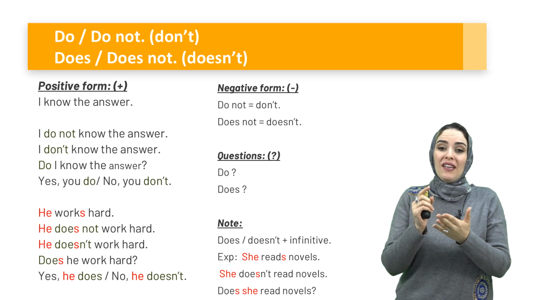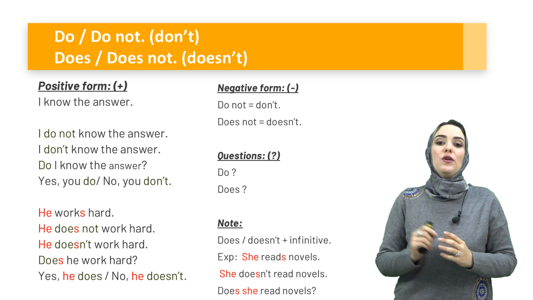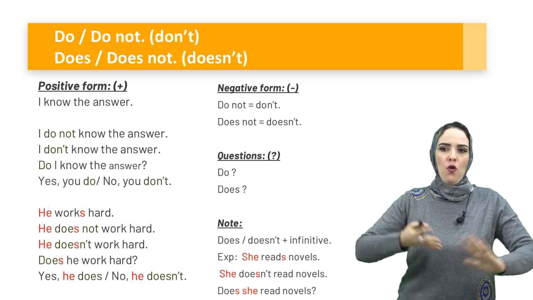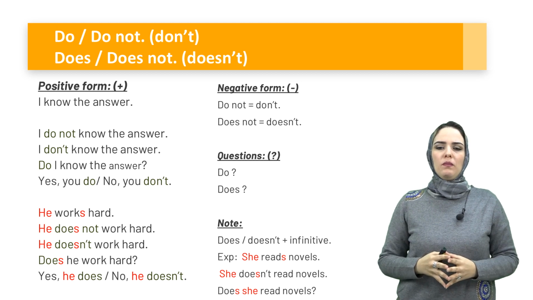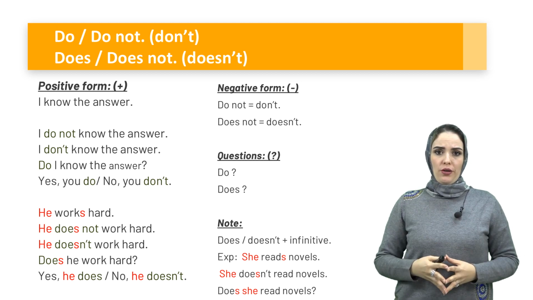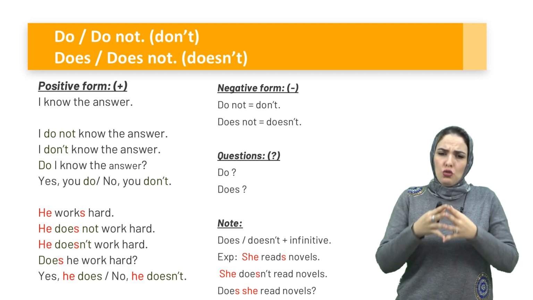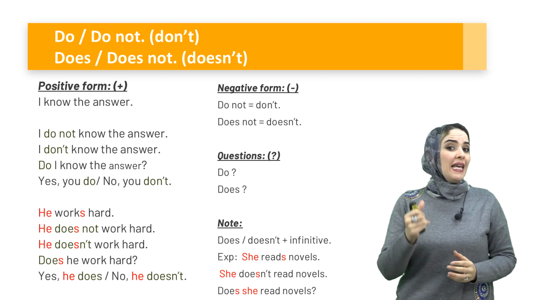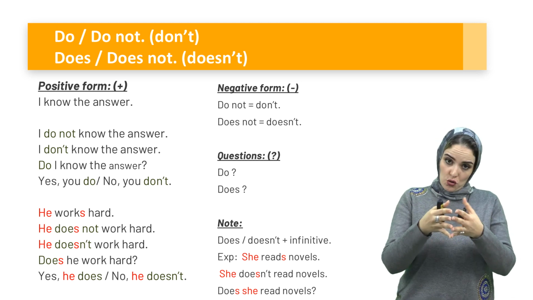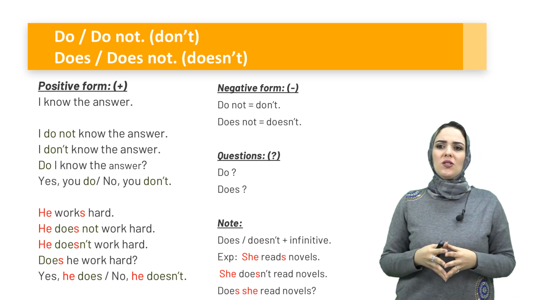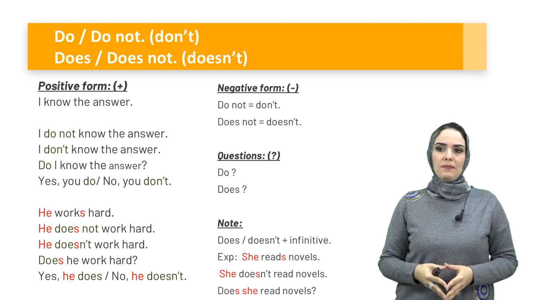Because we conjugate the auxiliary and not the verb. The verb is going to be in the infinitive form. Does not. For example, I know the answer. I don't know the answer. Do you know the answer? He doesn't know the answer. Yes, you do. No, you don't. Yes, she does. No, she doesn't.